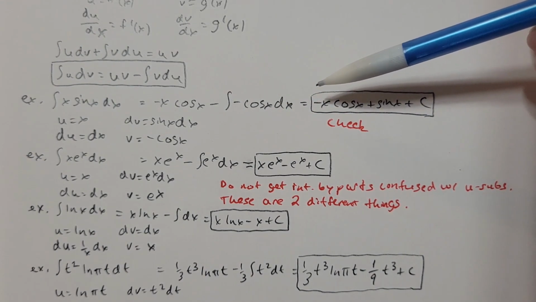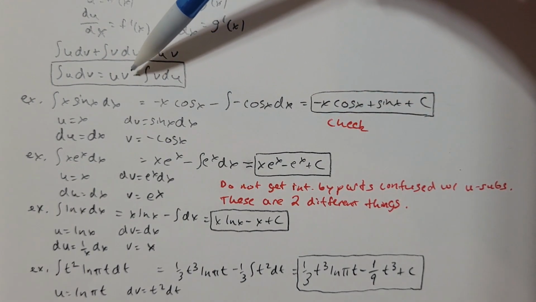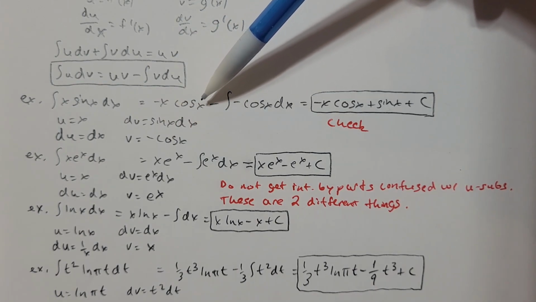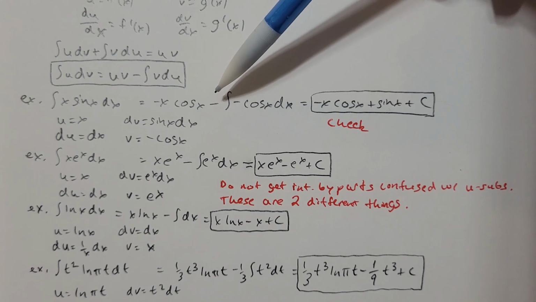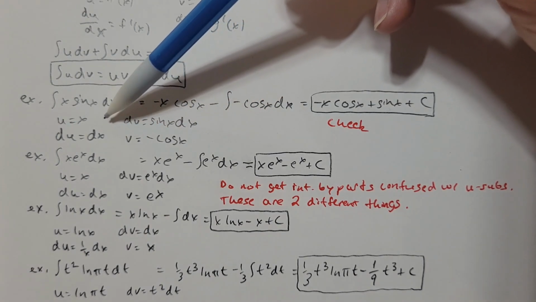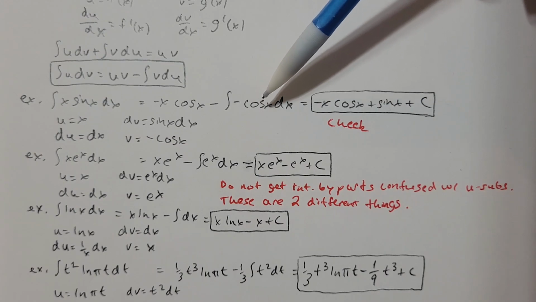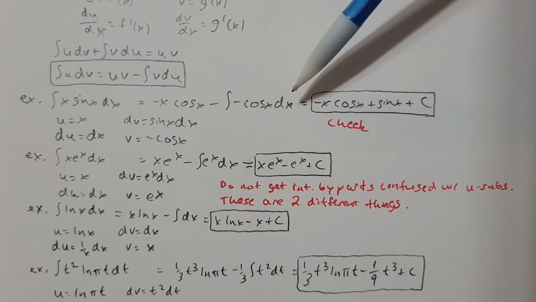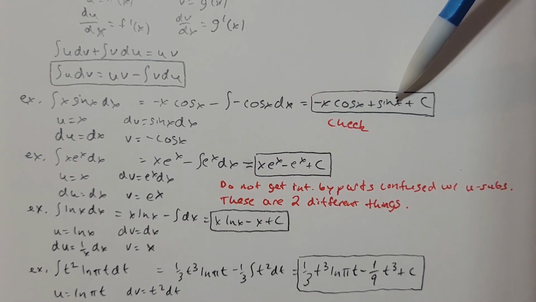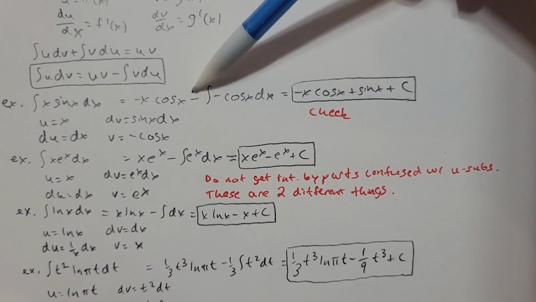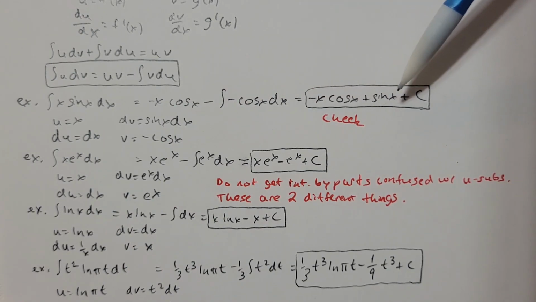your hands on. So I'm using this formula here: u times v, x times negative cosine x, and then minus the integral of v du. So minus a negative cosine x dx, and minus a negative means plus the integral of cosine of x dx. The antiderivative of cosine of x is sine x. So my answer would be negative x cosine x plus sine x, and then plus a constant.